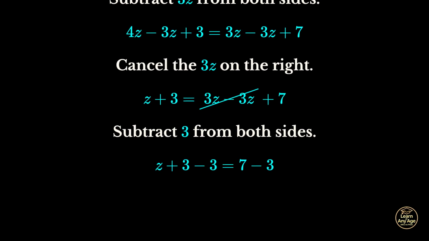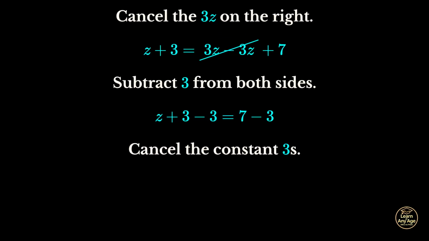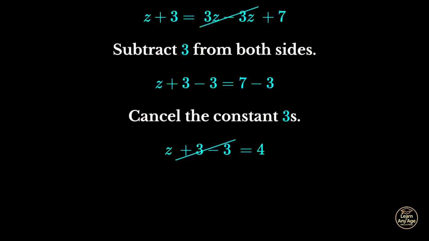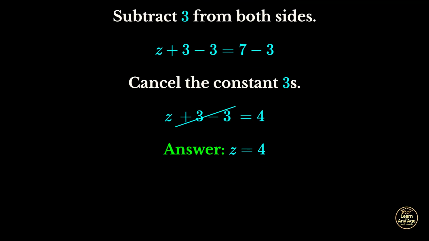Subtract 3 from both sides. z plus 3 minus 3 equals 7 minus 3. Cancel the constant 3's. z plus 3 minus 3 cancelled out equals 4. Answer, z equals 4.